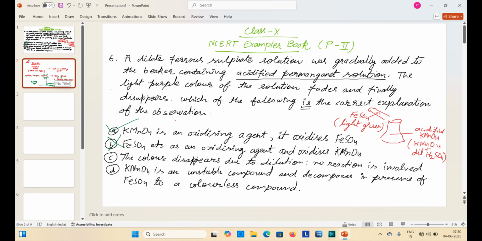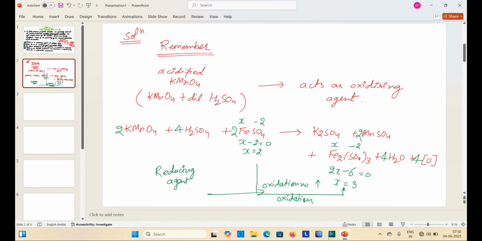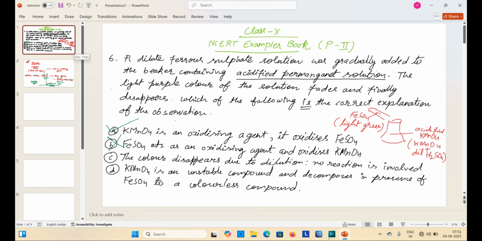Here you are looking that a reaction is taking place here, and due to this reaction the color of the solution disappears. But here in the option it is saying to us that the color disappears due to the dilution. Due to the dilution the color is disappearing and there is no involvement of any reaction. It's wrong. There is an involvement of the reaction. That's why the color is disappearing.